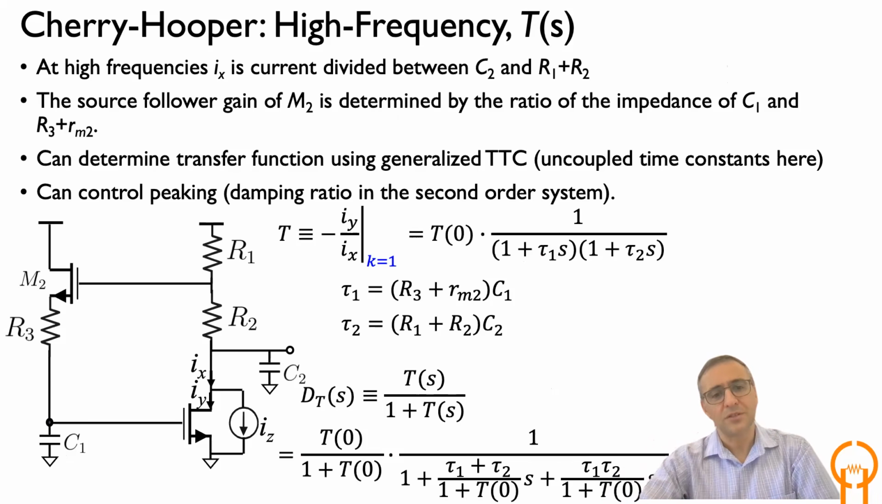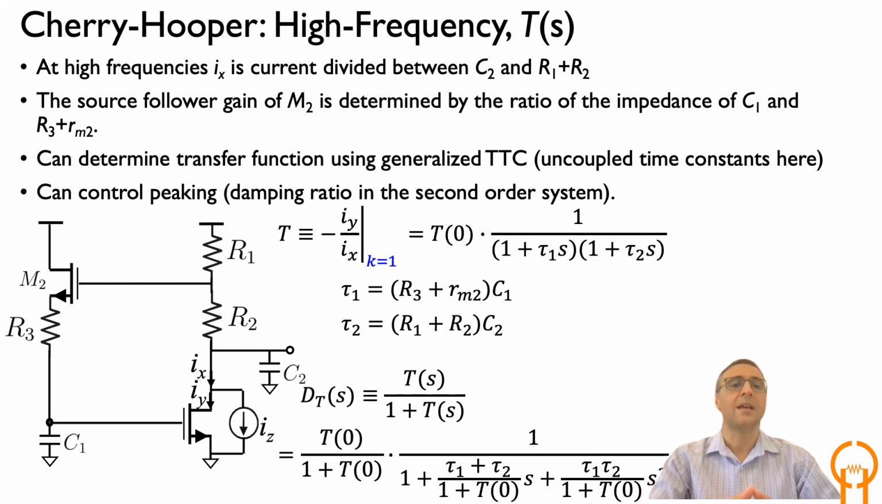For calculation of return ratio, again, we introduced that IZ, and IZ basically produces IX. So IX is going through R1 again, and this time you have a divider between the RM of M2 and R3 and C1. So there is that division ratio happening there, and then that's going to be fed back. Now, what we can do here is use the method of time constants. And notice that the time constants associated with C1 and C2 are uncoupled.